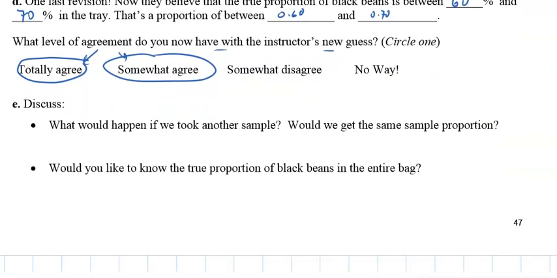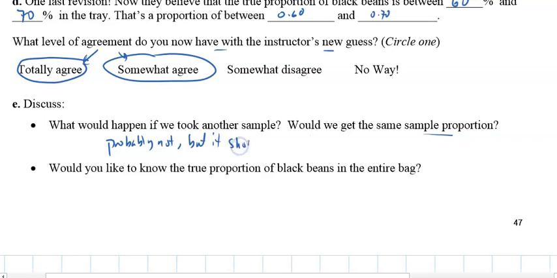Now, what would happen if we take another sample? Would we get the same sample proportion? Probably not, but it should be close. And would you like to know the true proportion of the black beans in the entire bag? Well, again, the answer could vary. Maybe you say yes, maybe you say no. I really don't know. That's up to you, but you can't answer that wrong.